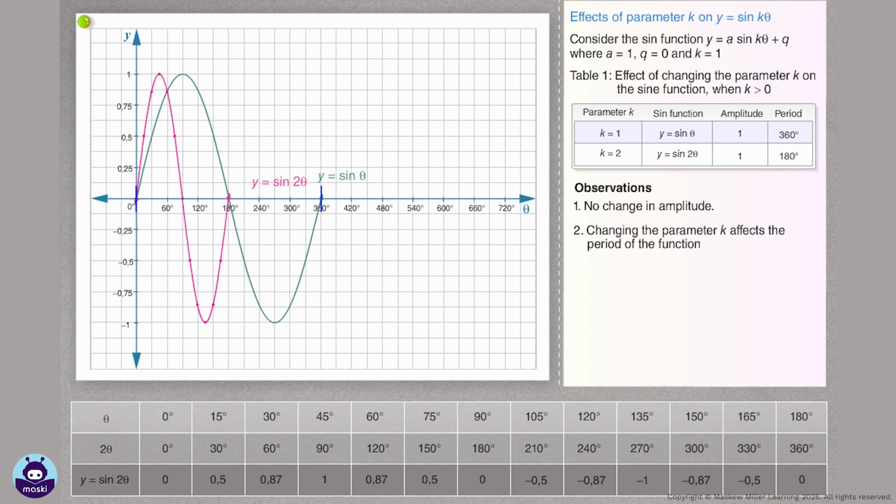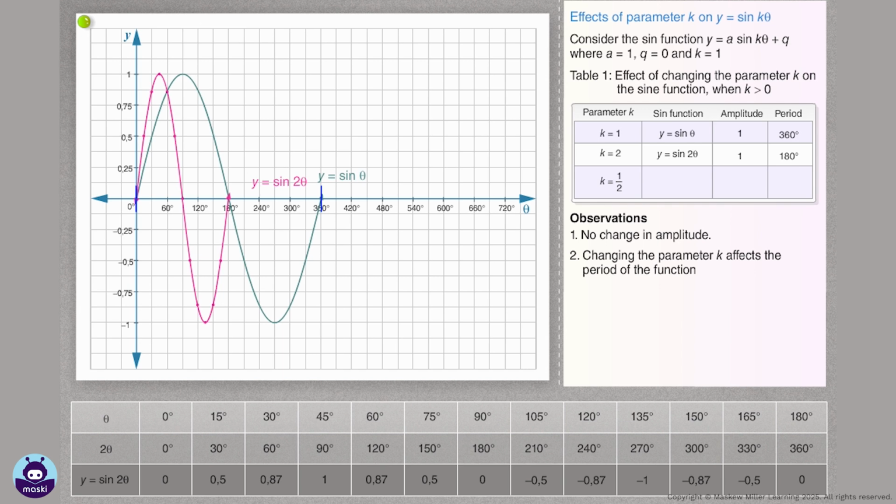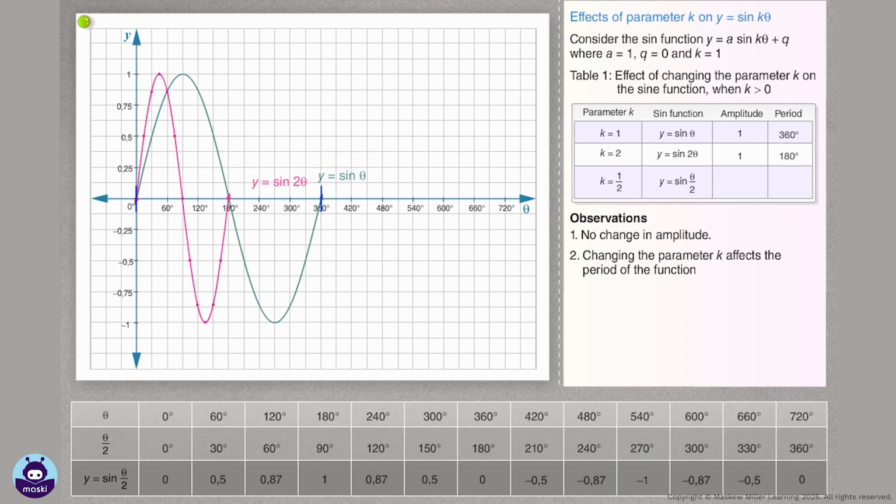Now, let us consider an example when k is less than 1, say 1 over 2. The function becomes y equals sine theta over 2. We can calculate the y values and plot the graph on the same set of axes. Again, there is no change in the amplitude. However, the period of the function has changed. Observe that the period of the function y equals sine theta over 2 has in fact doubled when compared to the period of the function y equals sine theta.